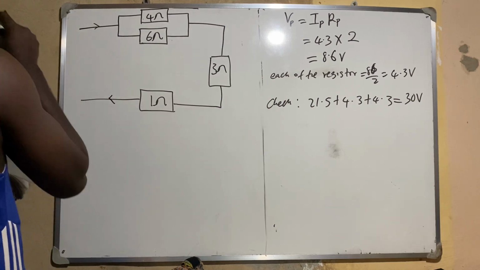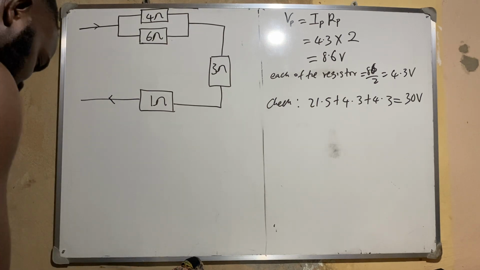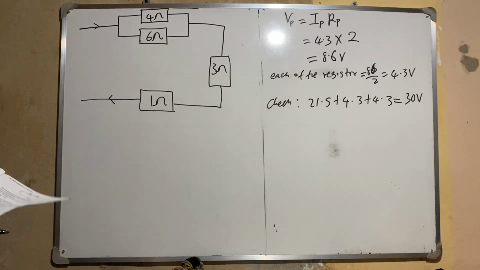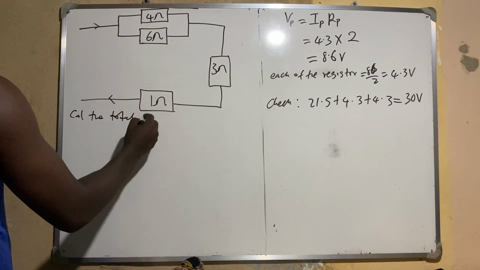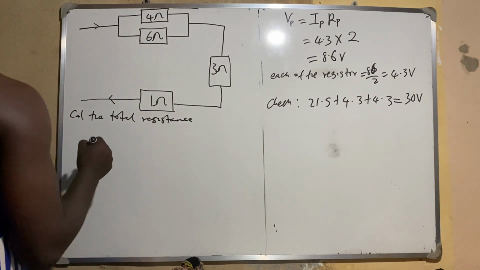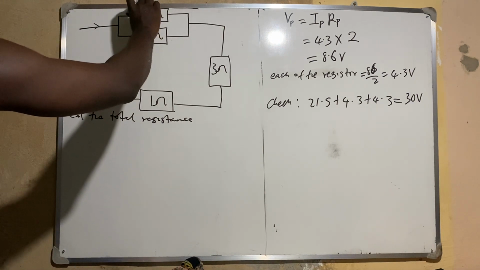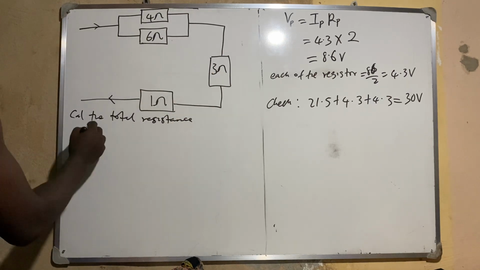Okay, so the next thing we should calculate. What do they say we should calculate there? Calculate the total resistance. Okay. So first of all, we need to solve the one in parallel so that it will not be in series with these ones. So we have that solution.